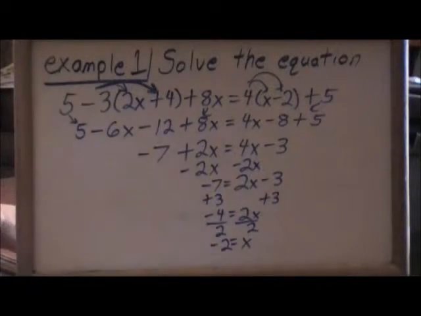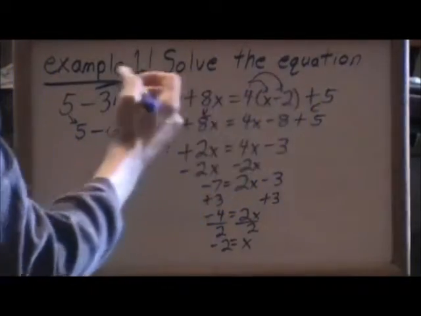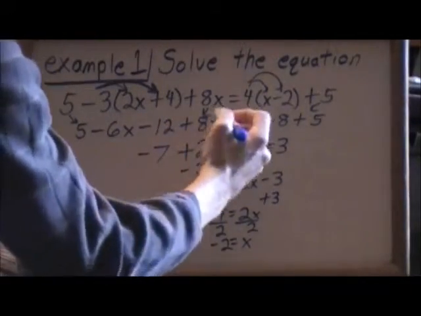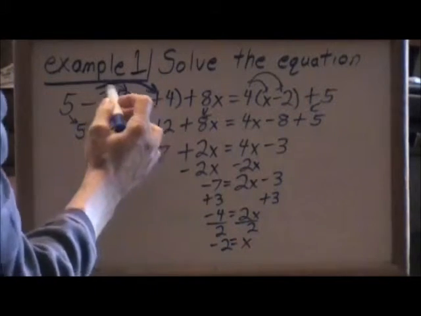So that's what we're going to do. We're going to get rid of all parentheses first and then simplify the rest. So to get rid of all parentheses, we use the distributive property.